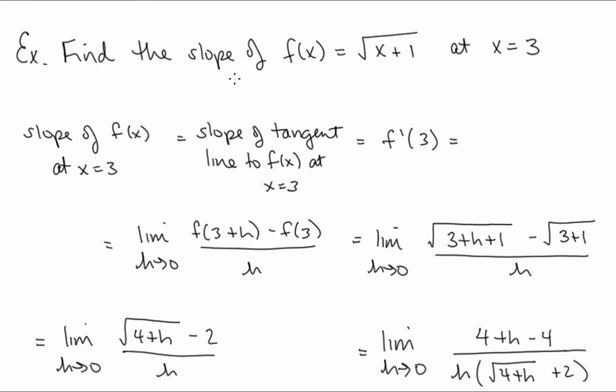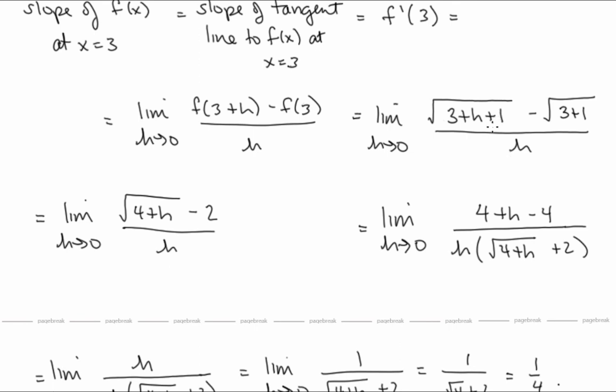So let's take a look at another example. Find the slope of f of x equals radical x plus 1 at x equals 3. So we know that the slope of f of x at x equals 3 is equal to the slope of the tangent line to the function at that point, and that's the derivative of f at 3, so that's f prime of 3, and so we set up our limit definition here. Limit as h goes to 0, f of 3 plus h minus f of 3 over h. And so f of 3 plus h means we plug in a 3 plus h here, and so we have radical 3 plus h plus 1 minus f of 3, so that's radical 3 plus 1 all over h.